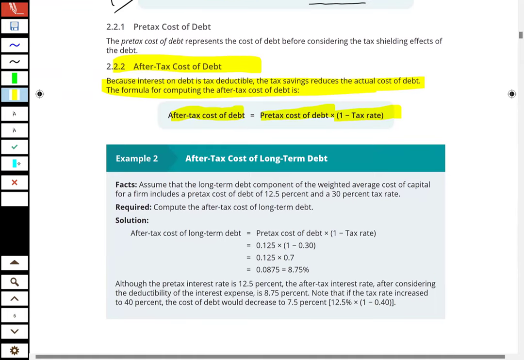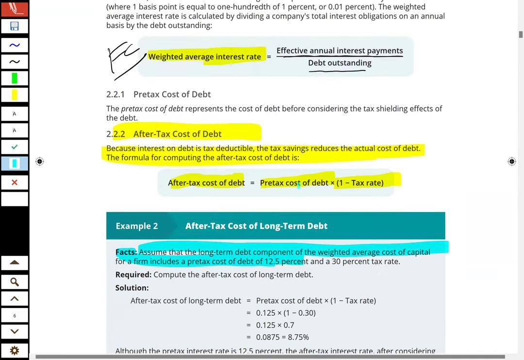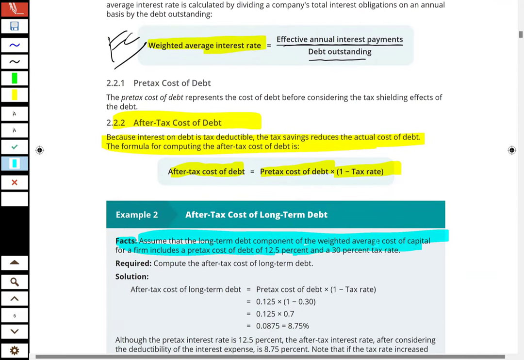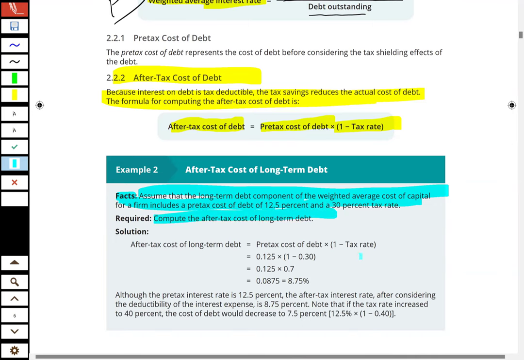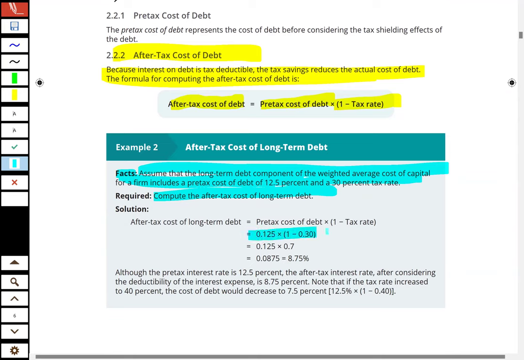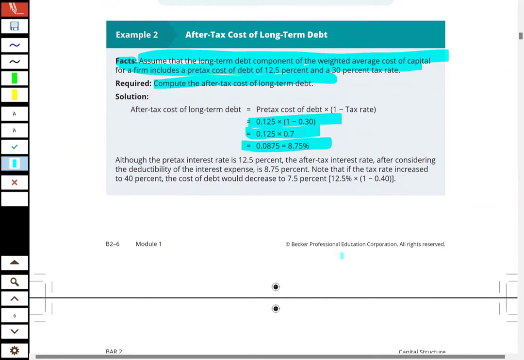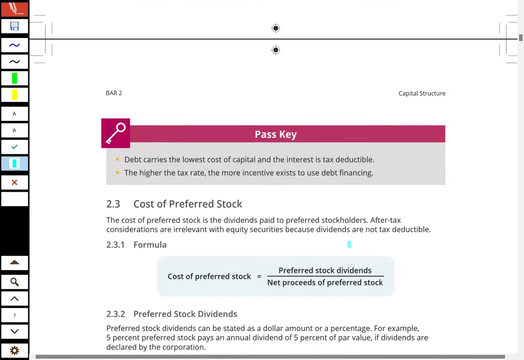And I do think it's helpful to look at the examples. You go through and look at some of the formulas for these, and then there are often examples that follow that are helpful to bring some of this home for you. They say assume the long-term debt component of the weighted average cost of capital for a firm includes a pre-tax cost of debt. And here they just gave us the 12.5%. So they skipped that first calculation, and they're just showing us, much like we saw in the previous example, that you take that times one minus the tax rate, and that gives us the after-tax cost. Okay, good.